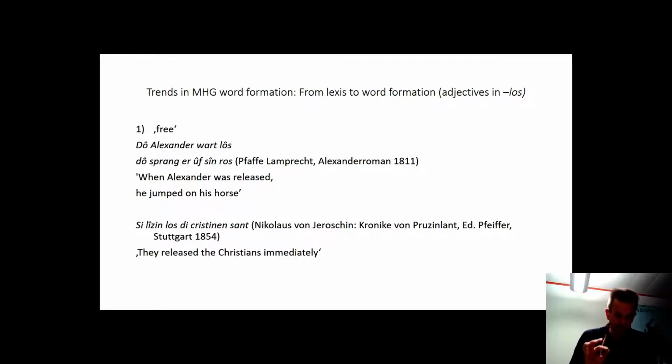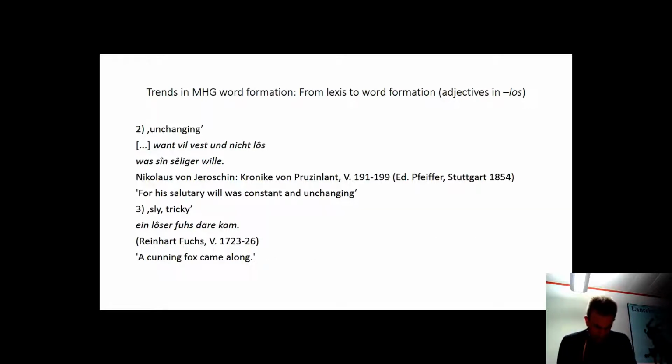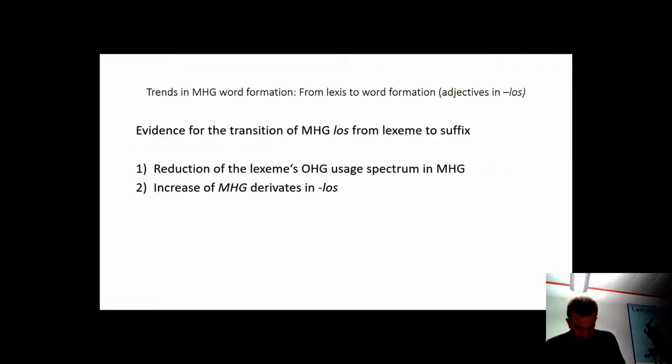Los still occurs as a lexeme in Middle High German, but its range of usages is clearly reduced from 6 in Old High German to 3. This is just one of 2 tendencies that makes the development of the lexeme los into the suffix los plausible. The second is the increase of derivatives in los. While the number of these in Old High German is less than 40, Middle High German already has 156 formations, of which more than 80% are attested in sources before 1300.